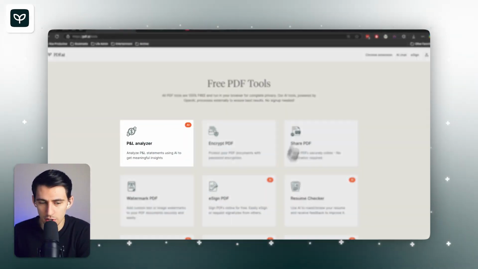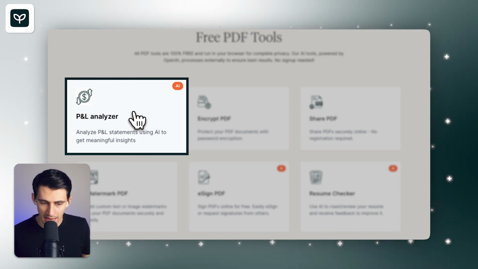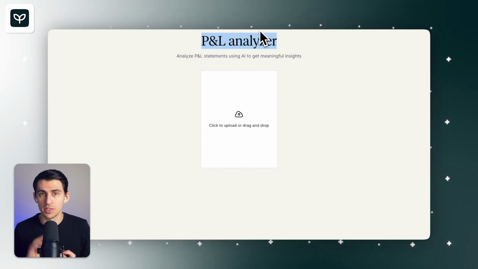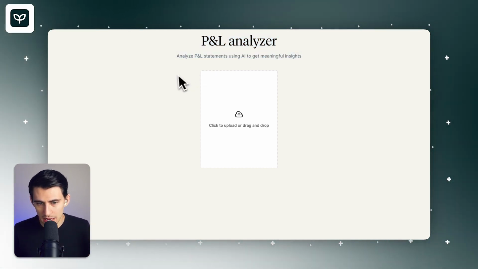If you simply go to PDF.ai/tools, you can see right here, there's a P&L analyzer, which allows you to analyze P&L statements using AI to get meaningful insights. The benefits of this tool go very far. Not only are you saving time, but it'll find insights that the average human won't find within a few minutes.